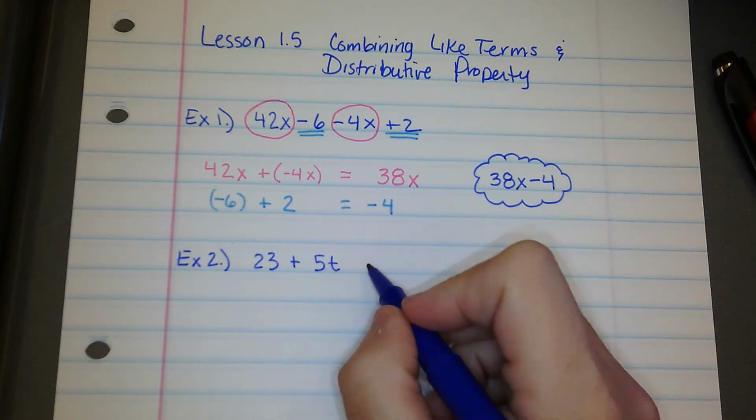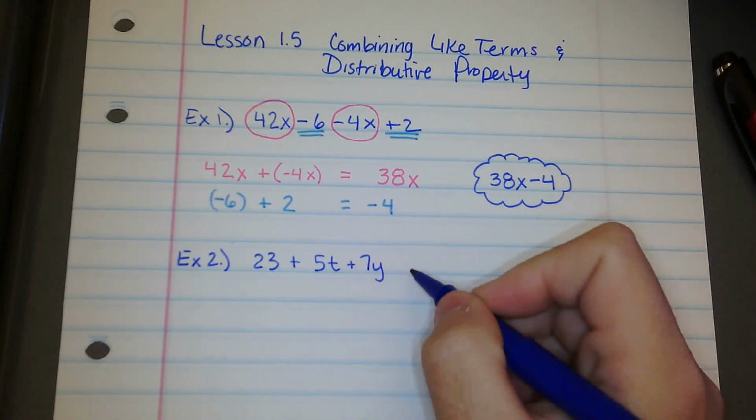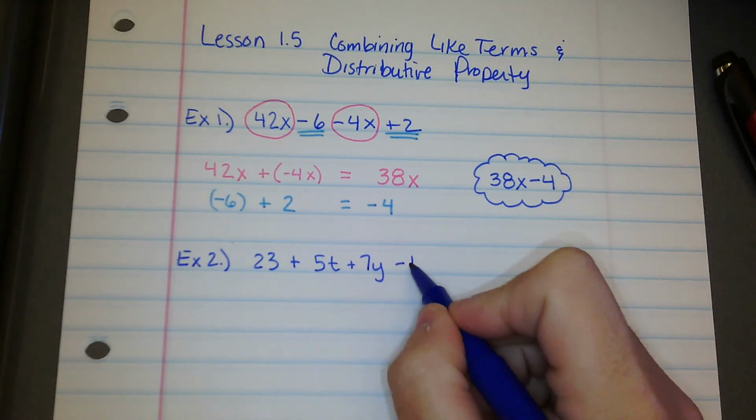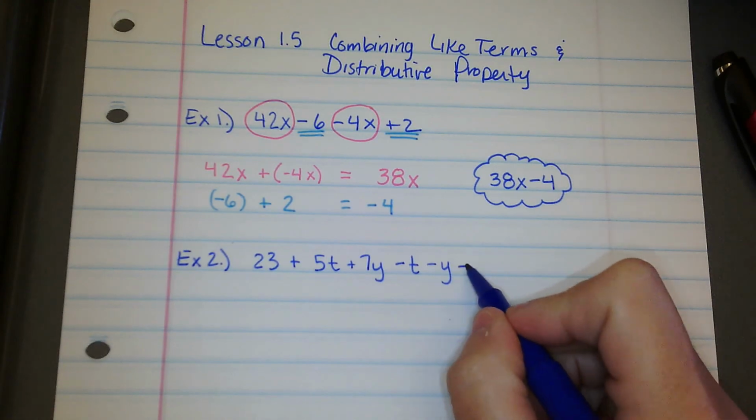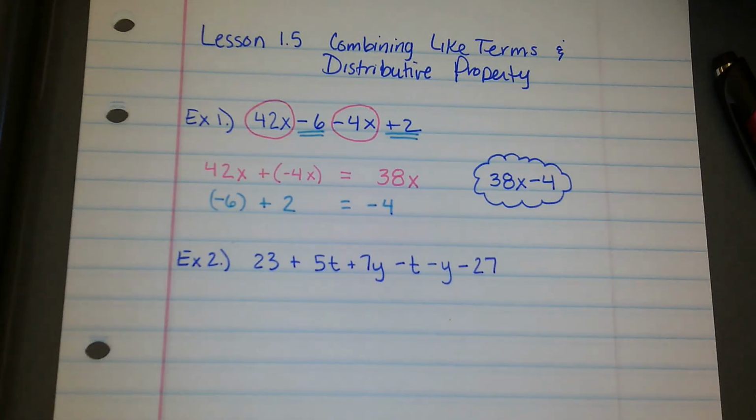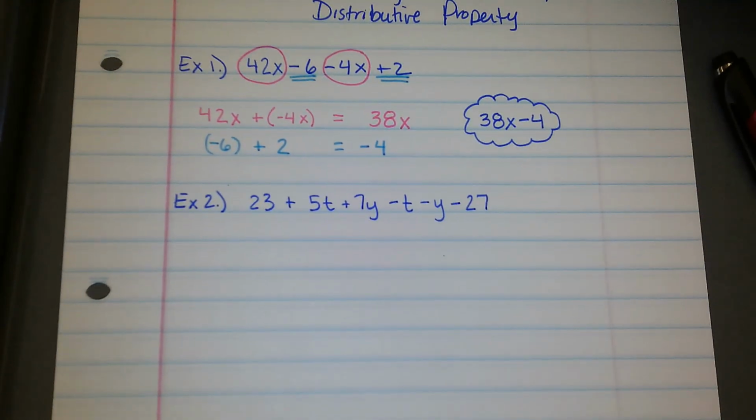23 plus 5t plus 7y minus t minus y minus 27. So that's all of it. And what we're going to do is categorize them by like term. And I got a couple different colors here. I'm hoping that it works out for us to circle and underline, and we might do a box. So let's do circles first.